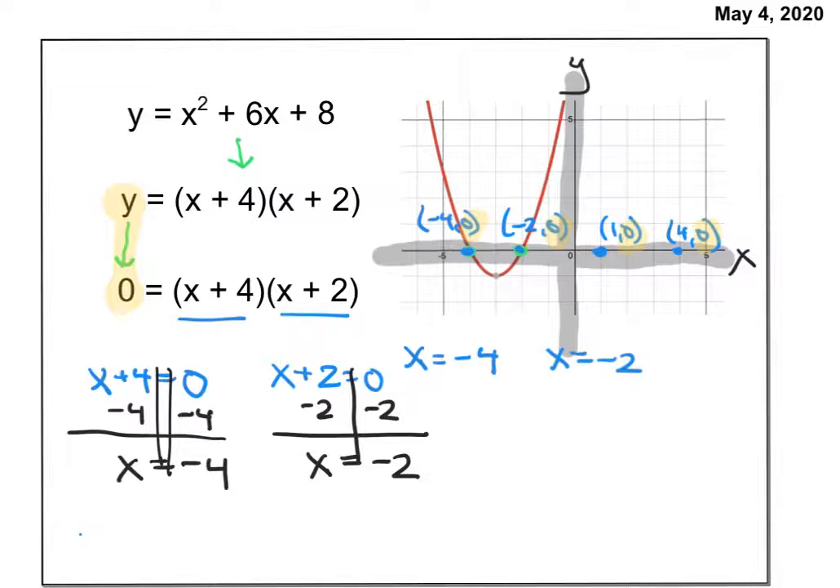So if you take a look, x equals -4, well, we saw that right here. And when you've got x equals -2, we visualize that, we saw it right there. So to use algebraically the zero product property, it's really pretty simple. Take both polynomials, in this case a binomial and a binomial, set them equal to 0, and then solve for x.